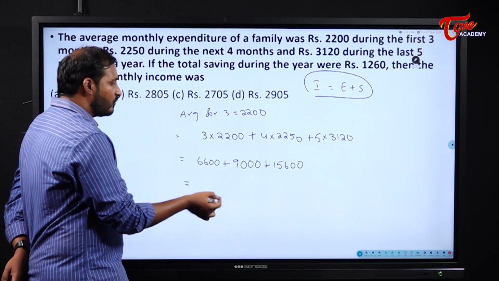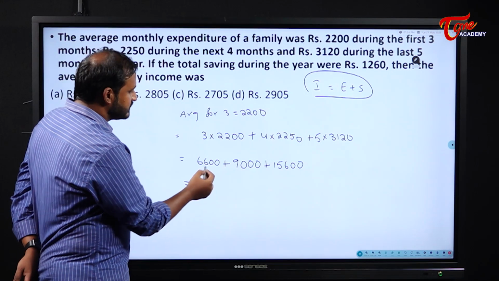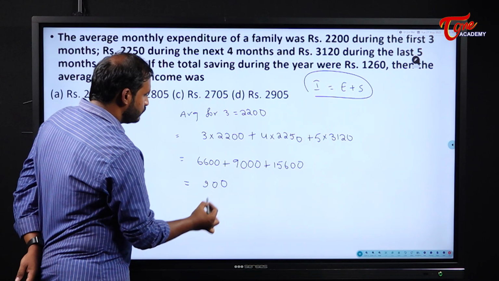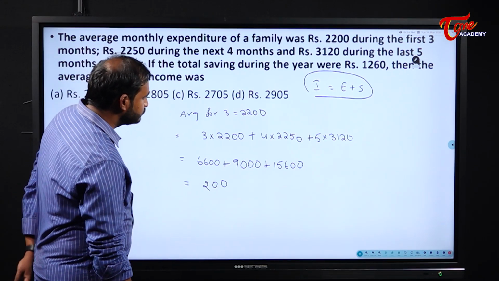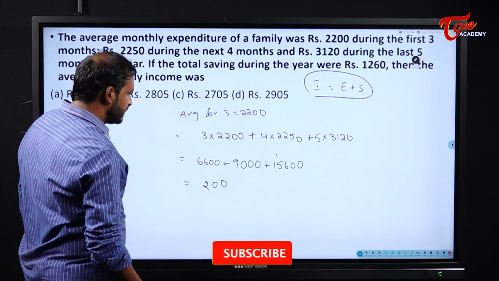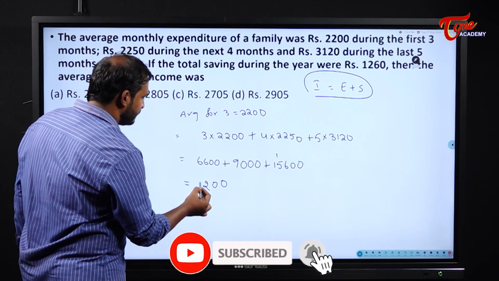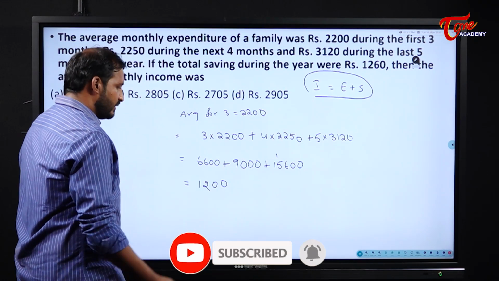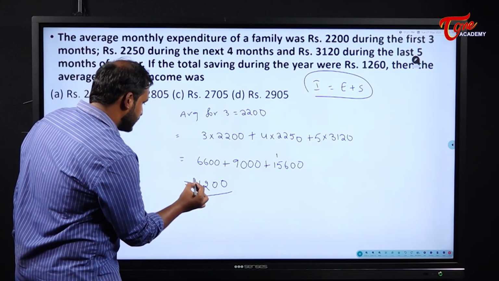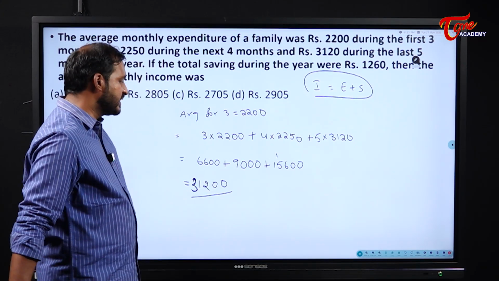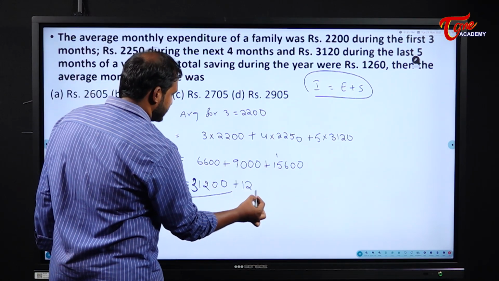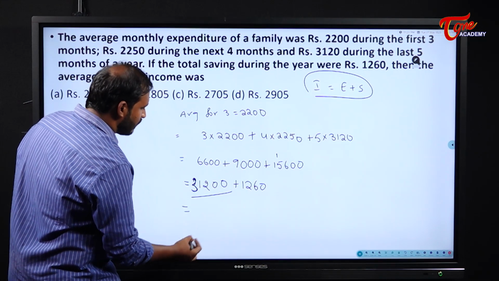15,600. So his overall expenditure will become what here for us? If you add 0, 0, 2, you will have 1. So 6 plus 6 it becomes 12, 12 plus 9 it becomes 21. So overall his income becomes 31, his expenditure is 31,200 and his savings is how much here? 1260. His savings is how much here? 1260.